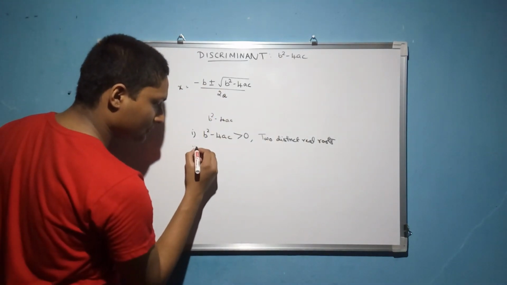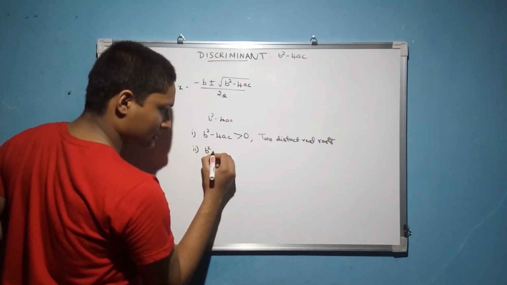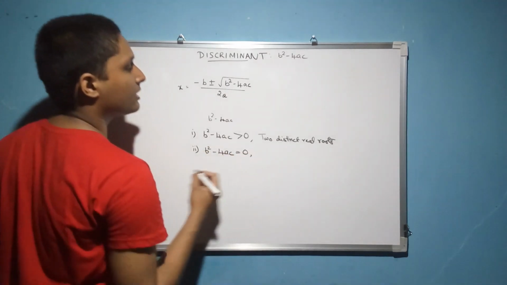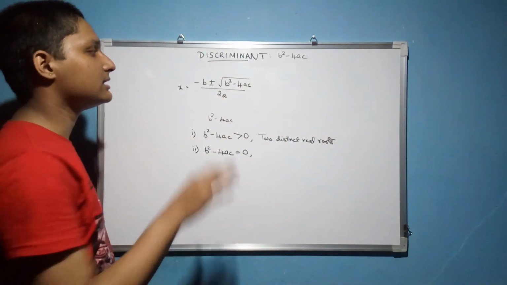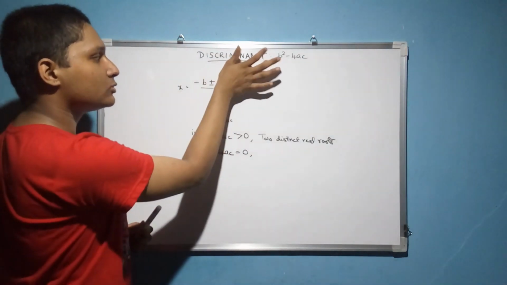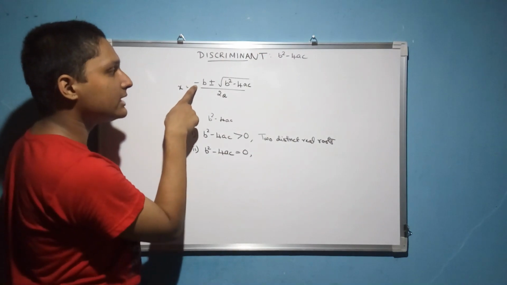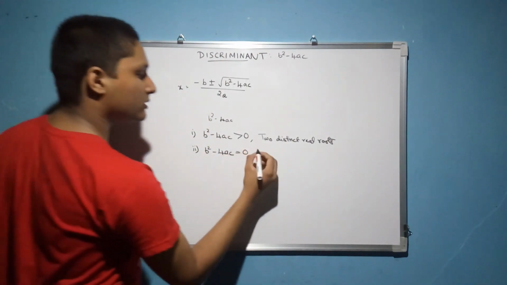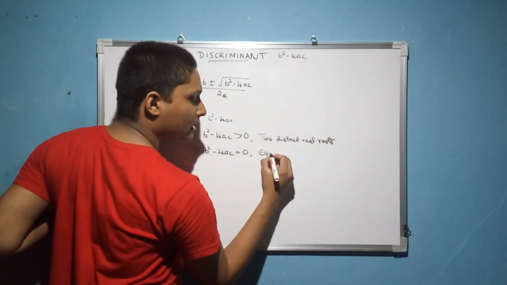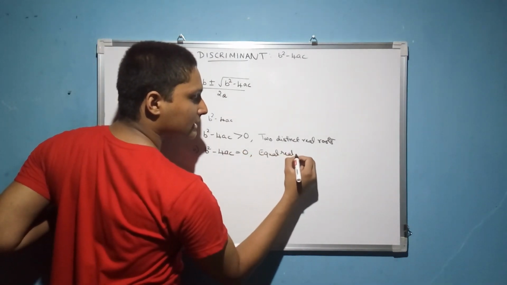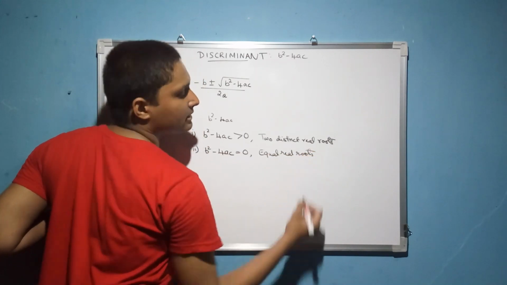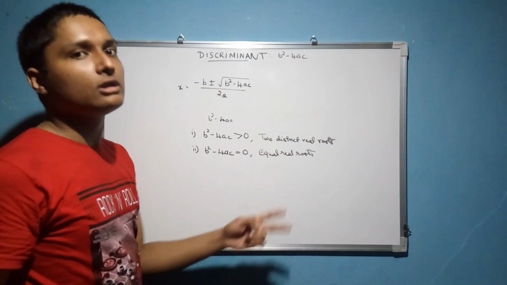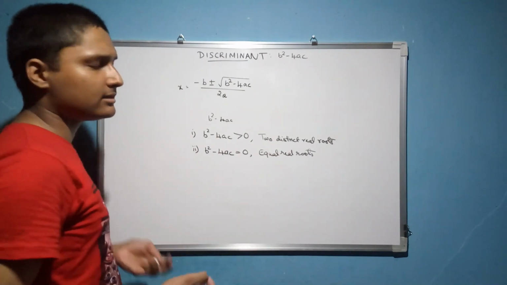Now we have another case, b square minus 4ac equal to 0. If b square minus 4ac becomes 0, then the root term vanishes. So you get only minus b by 2a as the solution. So only equal real roots. This is considered because every quadratic equation should have two roots. Therefore, you consider two equal real roots to be present, or only one real root.